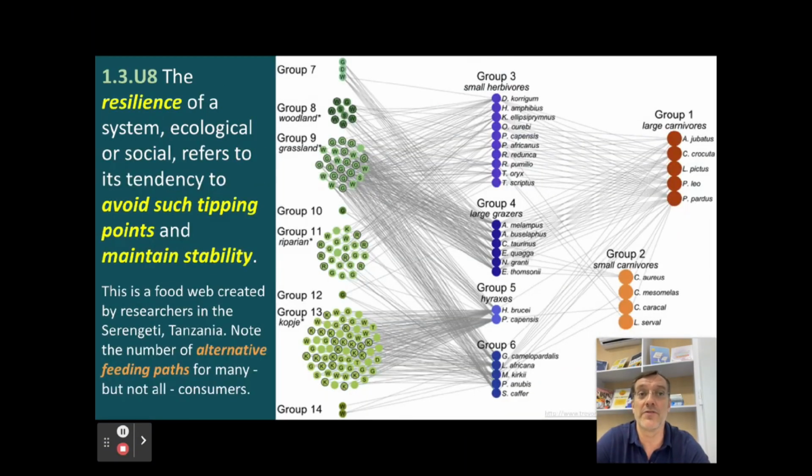Note the number of alternative energy pathways in this food web representing Tanzania's famed Serengeti National Park. Each one of these lines represents a feeding relationship. And if you look at the herbivores here, you'll note that many of them feed on different groups of producers. That level of redundancy diminishes as we move up the trophic levels from producers to primary consumers to tertiary consumers and apex predators.